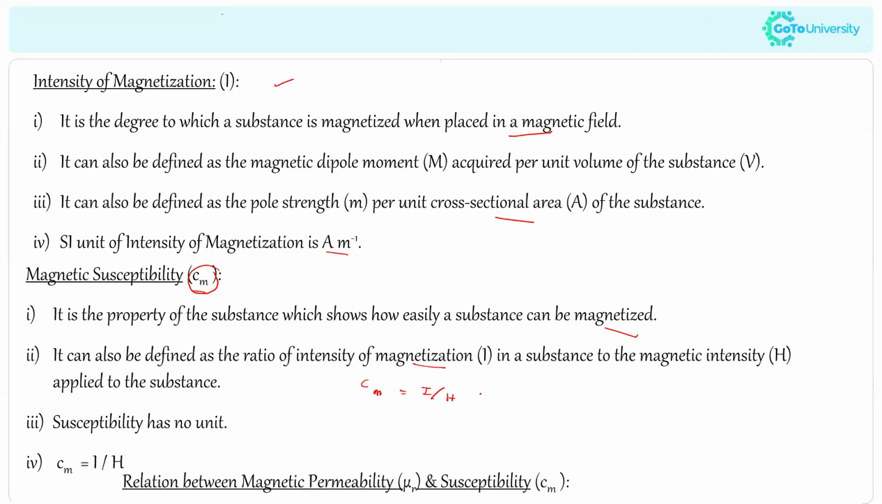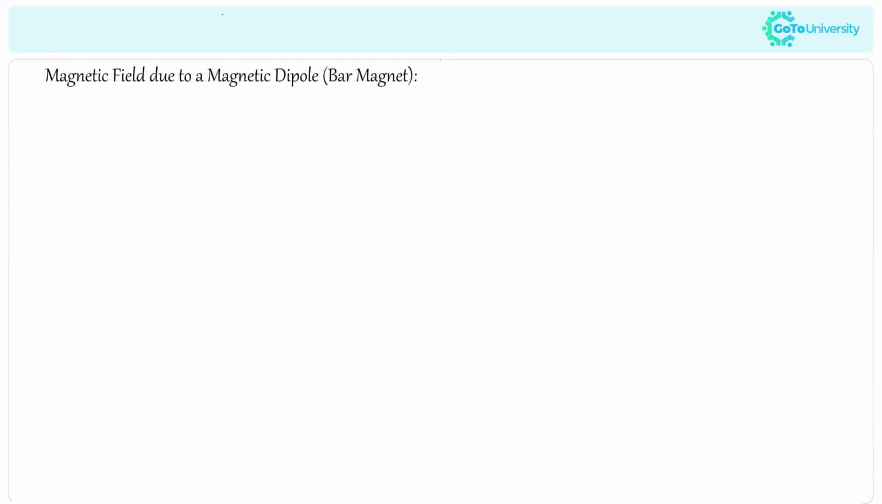Now the relation between magnetic permeability and susceptibility can be written as mu r is equal to 1 plus chi m. This is the relation between magnetic permeability and susceptibility. The earlier one is the relation between magnetic susceptibility and the intensity of magnetization. Okay, so now we are moving to the next one.